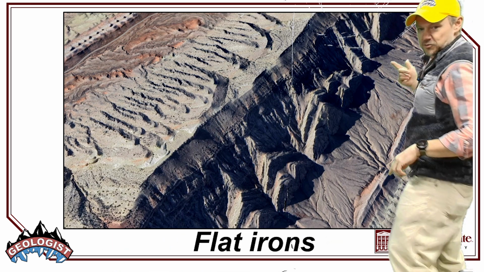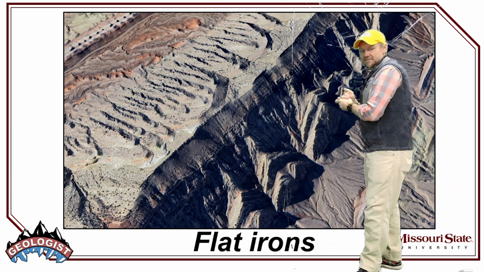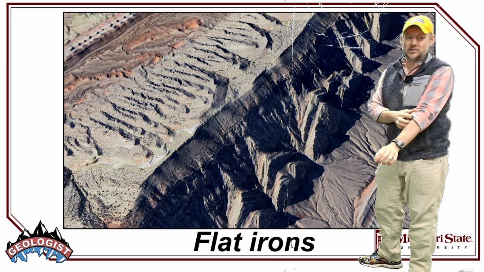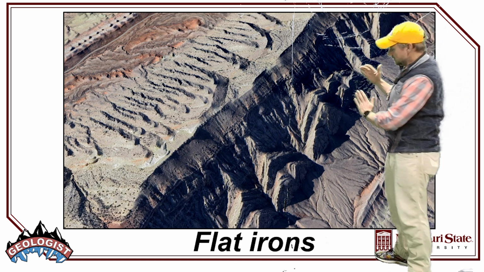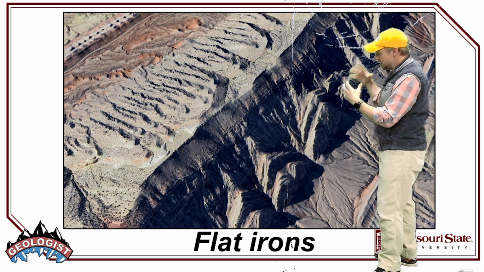Zoom right in here. These are really cool features. These are called flat irons, these little guys right here. Flat irons tell us that the rocks are dipping. So even from a surface standpoint, we don't have to go measure it. We see these. They look like cast iron flat irons. That's where the name comes from.